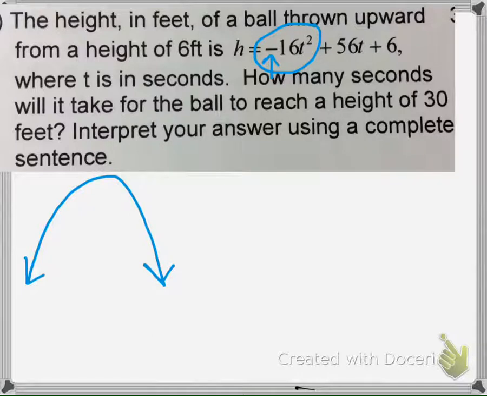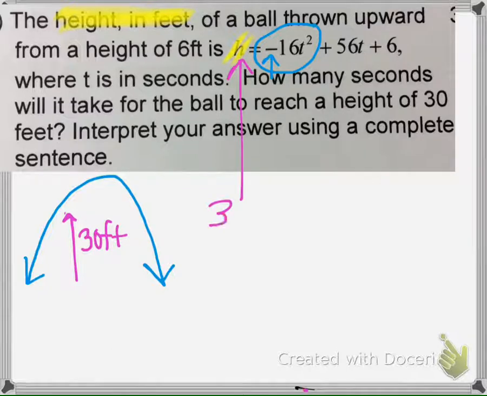And it's asking us, when will the height be 30? So we want to know, when will it be 30 feet from the ground? Since h is our height, in feet, we want to know when h is 30. So we're going to plug in a 30 here, and then we need to solve the equation.